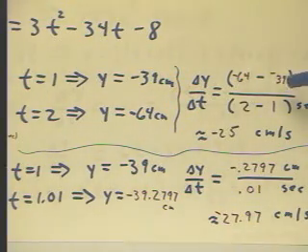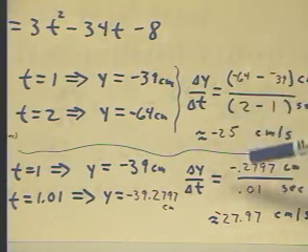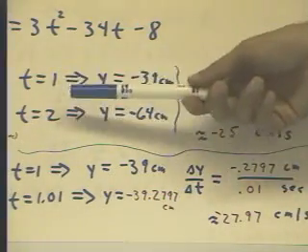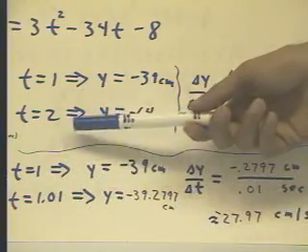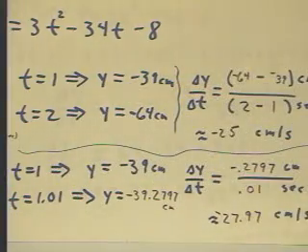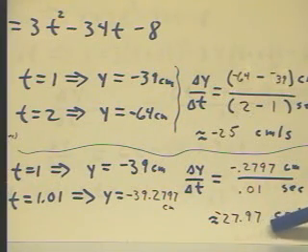Now, there was an intermediate calculation which we haven't shown here, but if we go from t equals 1 instead of from 1 to 2 or 1 to 1.01, we go from 1 to 1.1, we find that the average rate of change is negative 27.7 centimeters per second.